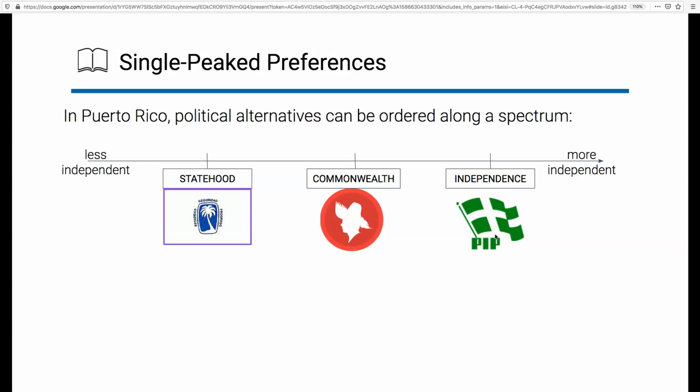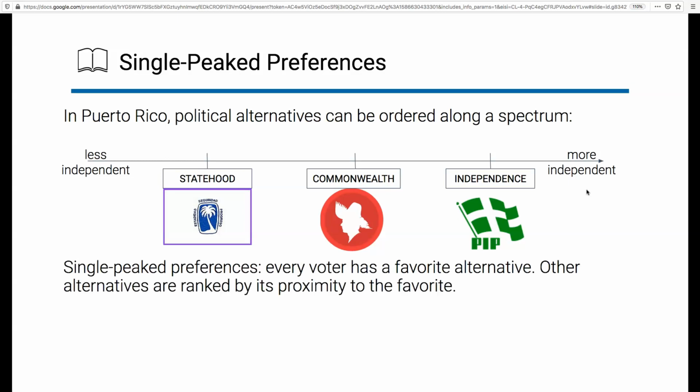And so naturally, these three choices, these three alternatives can be ordered along a spectrum where on the left will be alternatives with closer proximity to the United States, less independent. On the right will be more independent, farther from the United States. And so when we talk about single-peaked preferences, the condition is that every voter, every agent who has to make a decision needs to pick a favorite alternative, and all other alternatives will be ranked by their proximity to the favorite. So for example, what is allowed under single-peaked preferences?